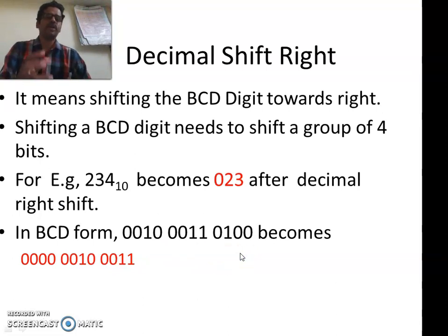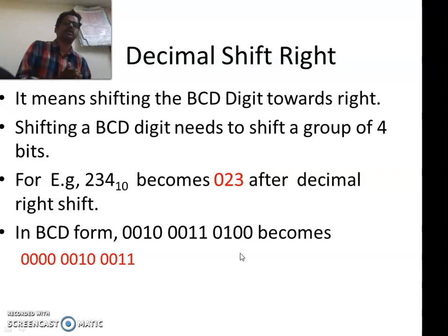Now we are going to discuss the second operation called the decimal shift right operation. We are already familiar with the shift right operation on binary numbers. While performing shift right on binary numbers, the rightmost bit is lost and we add 0 into the leftmost bit position. The same rule is applied for decimal numbers also. While performing a decimal shift right operation, the rightmost digit is lost. We add digit 0 into the leftmost digit position. Please make a note of it.